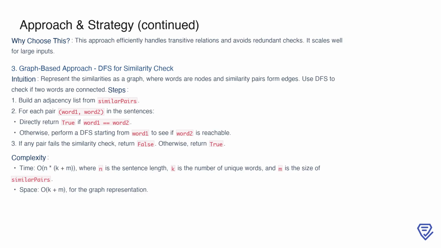While this method effectively captures transitive relationships, its efficiency depends on the graph structure. The time complexity is O(n * (k + m)), where n is the length of the sentences, k is the number of unique words, and m is the number of similarity pairs. The space complexity is O(k + m), accounting for the adjacency list. Although intuitive, this method can be less efficient than union find due to the potential for repeated graph traversals during DFS, especially in dense graphs or large datasets.